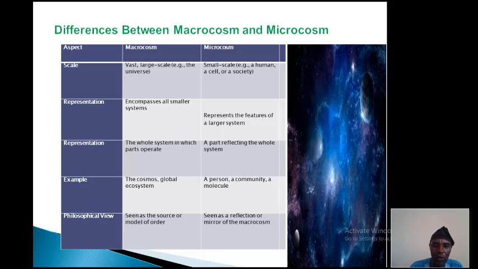Example, we have the cosmos, global ecosystem. Example of microcosm, we have a person, a community, a molecule. Then from the philosophical view, macrocosm is seen as the source or model of order. Then under microcosm is seen as a reflection or mirror of the macrocosm.